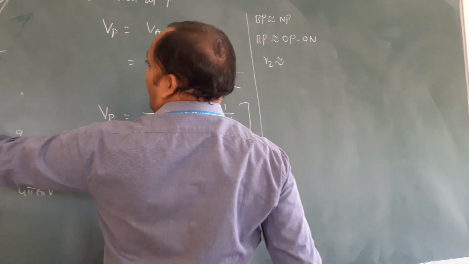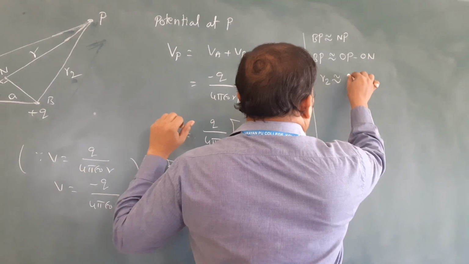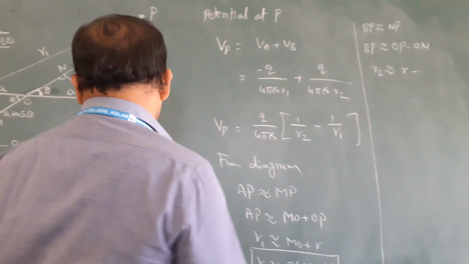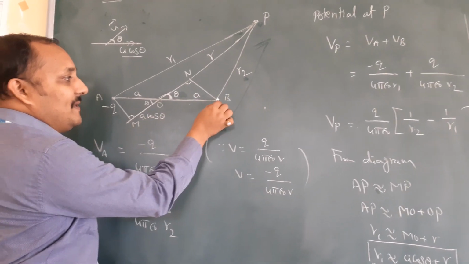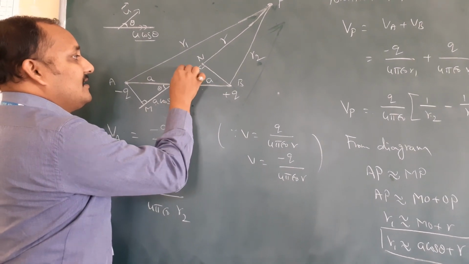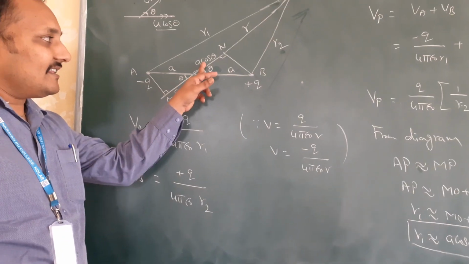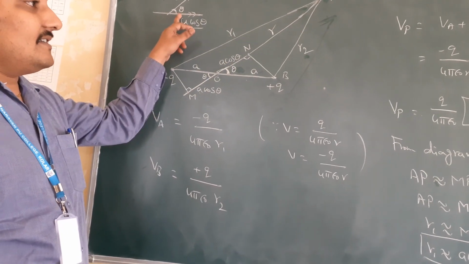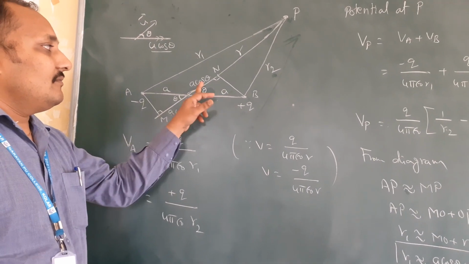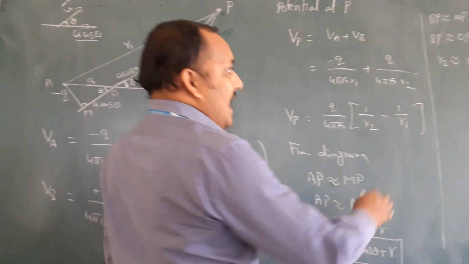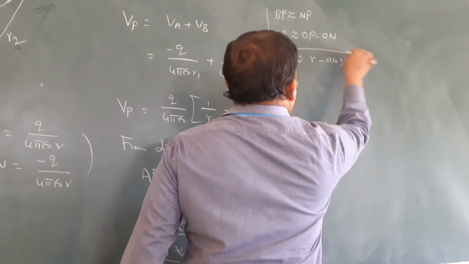What is OP? OP is nothing but O to P, that is nothing but r. r minus, next, what is ON? Here, if O to B is a, then O to N will become a cos theta, because it is at basic angle theta, that component will become a cos theta. Resolution of a vector into two components, like that we are doing a as a cos theta. Therefore r2 is r minus a cos theta.